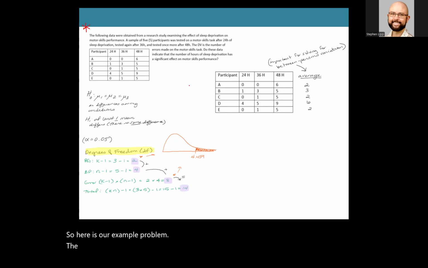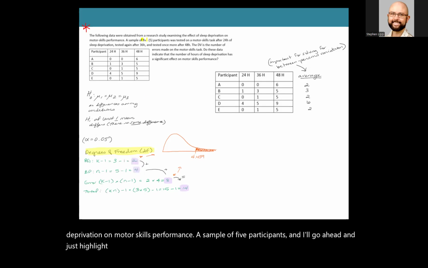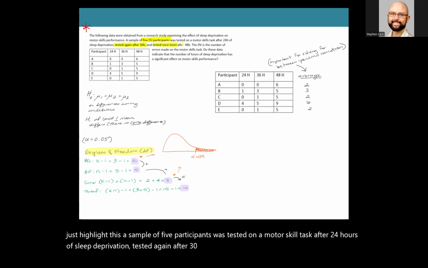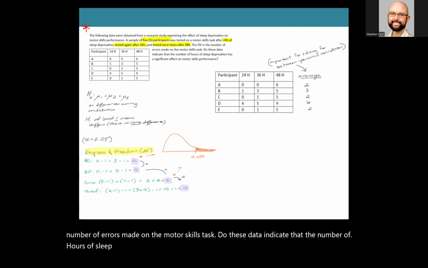The following data were obtained from a research study examining the effect of sleep deprivation on motor skills performance. A sample of 5 participants was tested on a motor skill task after 24 hours of sleep deprivation, tested again after 36, and tested one more time after 48. The DV is the number of errors made on the motor skills task. Do these data indicate that the number of hours of sleep deprivation has a significant effect on motor skills performance?